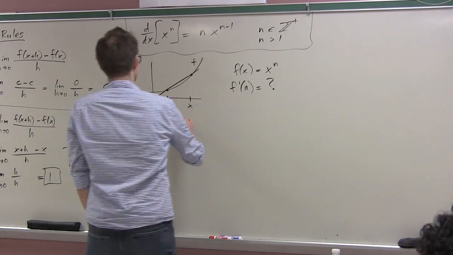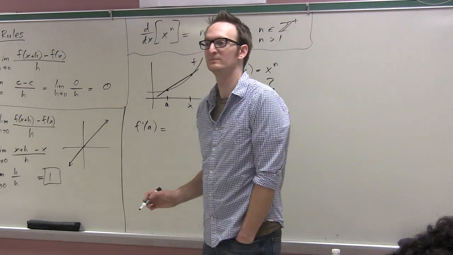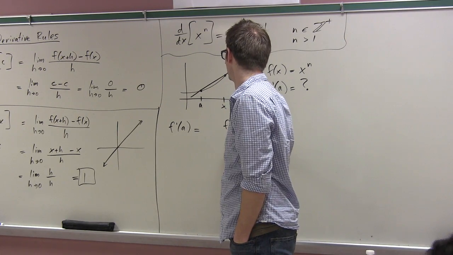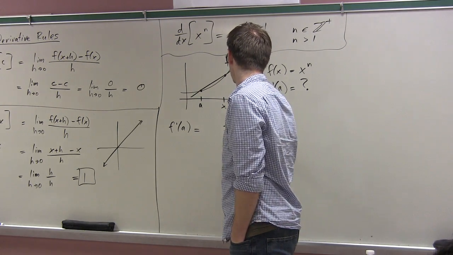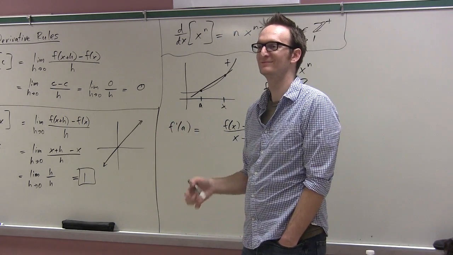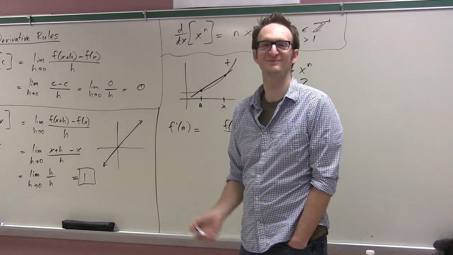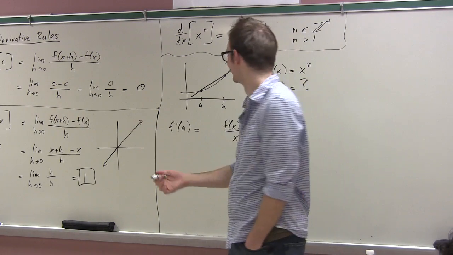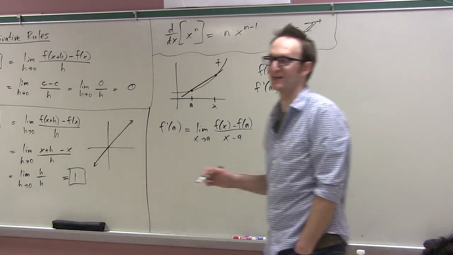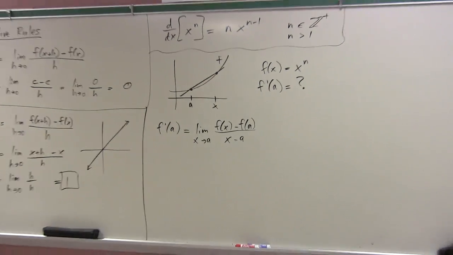Okay, it's like f of x, or yeah, it's like the y values minus each other, over the x values minus each other. Yeah, of course, taking the limit as x goes to a of that. Yeah, that's kind of important. Okay, so yeah, that's that.